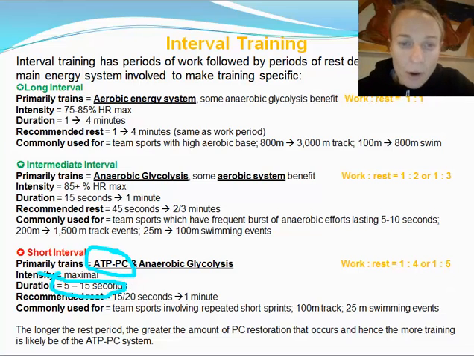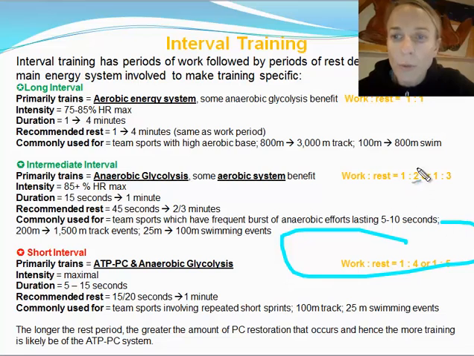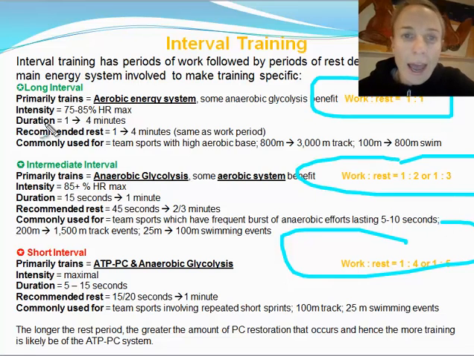So, to summarise, interval training, you need to know which energy system each of them targets, what the work to rest ratio is, and what is the intensity, okay? And that should help you figure out the duration, all right?